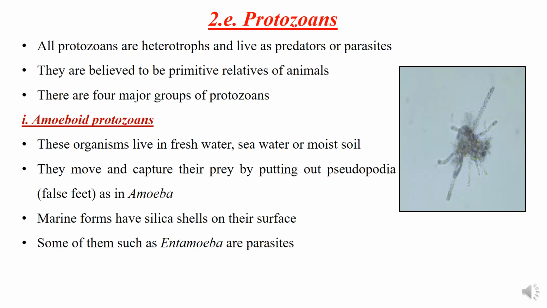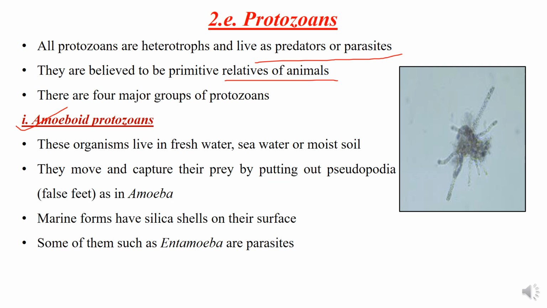So the next one is the protozoans. Protozoans are heterotrophs because they depend on other organisms and live as predators or parasites. We have to remember this. Protozoans live as predators or parasites, and they are believed to be primitive relatives of animals. So the organisms believed to be primitive relatives of the animals are the protozoans. There are majorly 4 groups in the protozoans. Let us see one by one.